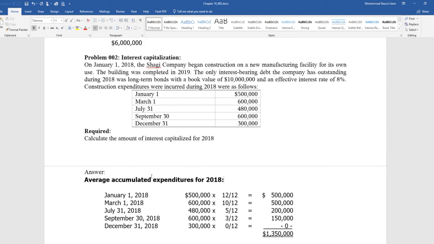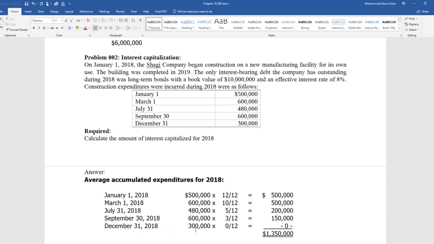Now let's see. On January 1, we received 500,000, so we used this for 12 months: 12 over 12. March 1, we received 600,000, so we calculate from March: March, April, May, June, July, August, September, October, November, December. That is 10 months, so 10 over 12. From July 31, we are using this 480,000. July 31 is gone, so we calculate from August: August, September, October, November, December, 5 over 12. And September 30, September is gone, so October, November, December, 3 months.